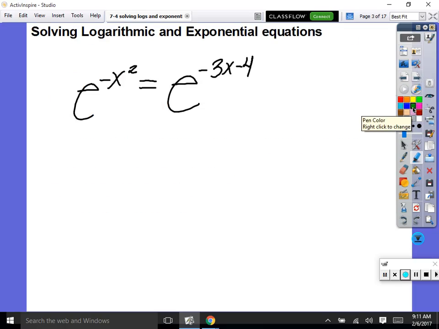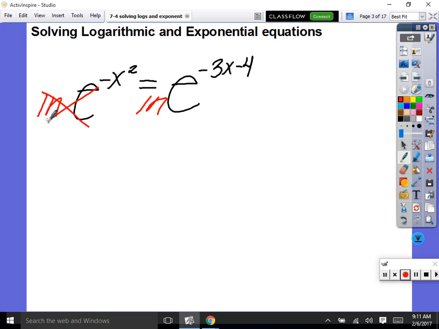So first thing, we are solving an exponential in this first example. The first thing we do is isolate the exponential. Do you see how we have one exponential on this side of the equation and one on this side? So now you undo the exponential. How do you undo e? ln. So we're going to ln both sides of the equation.